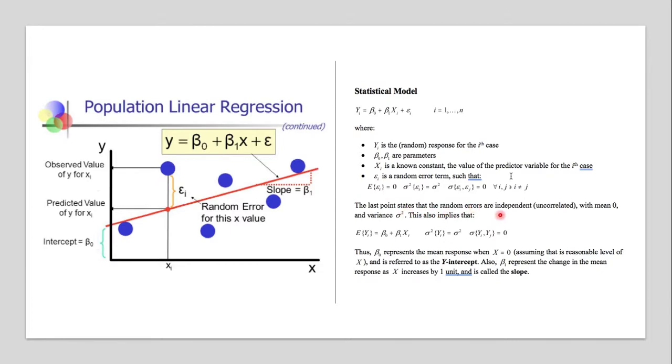The last point that it talks about is that random errors are independent, meaning they're uncorrelated with, and so that's one of those things. Multicollinearity is an assumption we'll talk about. You have to watch for it with regression. And so the beta 0, or the intercept, represents the mean response when the x value is 0, and is referred to as the y-intercept right here. Also, the beta 1 represents the change in the mean response as x increases by 1 unit, and that's called the slope.